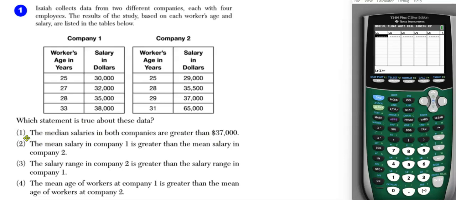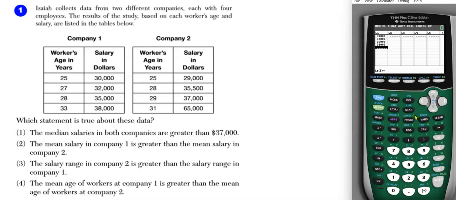The first choice is about their salaries. So it says the median salaries in both companies are greater than $37,000. So I'm only going to enter the salaries into list 1. So $30,000, $32,000, $35,000, and $38,000.